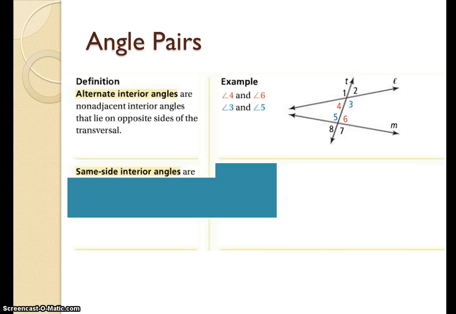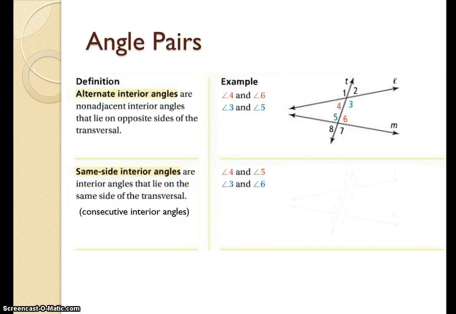Now, the second one we have is called same side interior. So the big thing here is same side. Okay, we can also call it consecutive. Okay, that's another term that can be used for these. But alternate was on opposite sides, so same side, they're going to be on the same side of our transversal, or like I said, consecutive interior. So an example of that would be angles 3 and 6. Another example would be 4 and 5. They're on the same side on the inside.